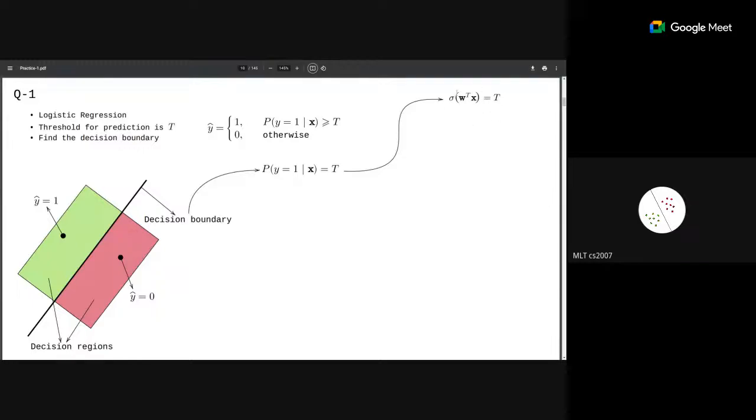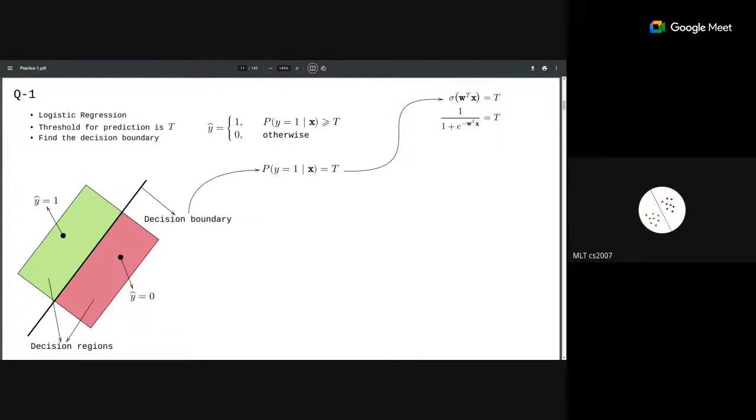This expression that you see here, how does it expand? To write it in that form, we use the sigmoid function, 1 upon 1 plus e to the power minus W transpose X. Okay, so we'll do that. 1 by 1 plus e power minus W transpose X equal to T. Now, how do you simplify this? Maybe we'll just isolate the exponential term and then take log on both sides.